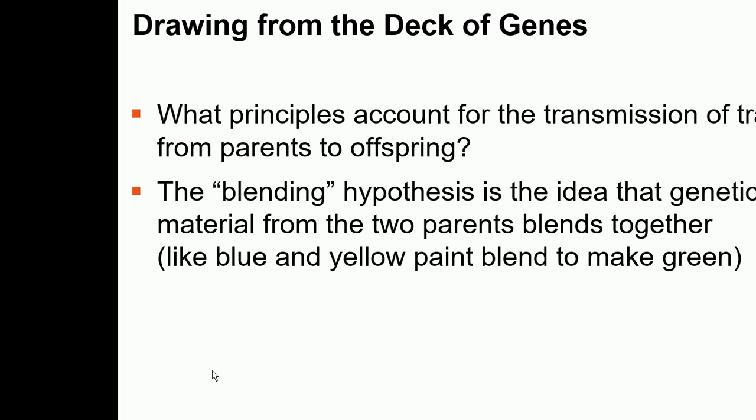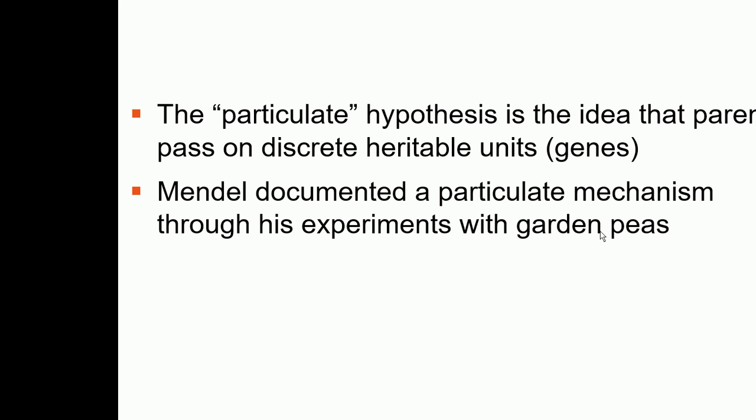An analogy for the blending hypothesis is like if you have blue and yellow color, and if you mix them, you get green color. Basically, people used to think that the genes from two parents get mixed up, and that mixture of the genes is there in the offspring. So this was the blending hypothesis at that time.